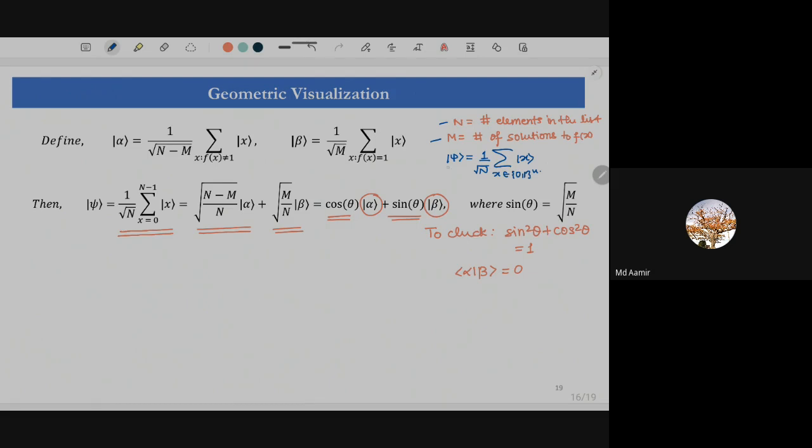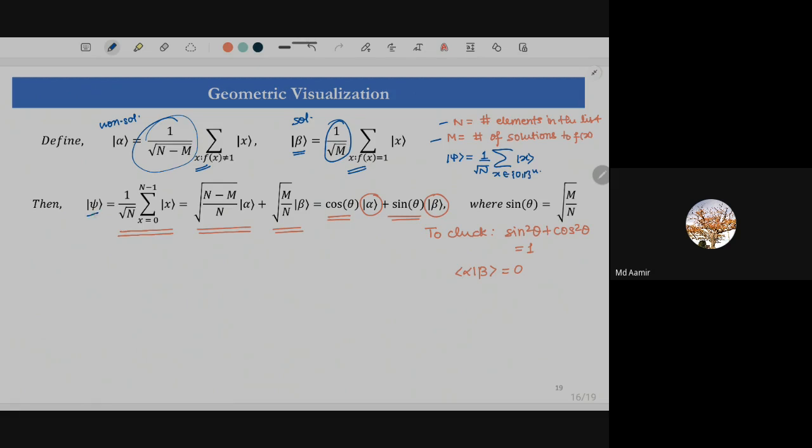So we are now splitting psi into two parts. The first part contains all the solutions, and the second part doesn't contain the solutions. So since we have m solutions, this one is the solution vector and this one is the non-solution vector. So we divided into two parts. The first part which contains all the solutions has the normalization factor 1 by root m because we have m solutions, and the non-solution part will have the normalization factor of 1 by square root n minus m, because we have m solutions, so we subtract m from n.